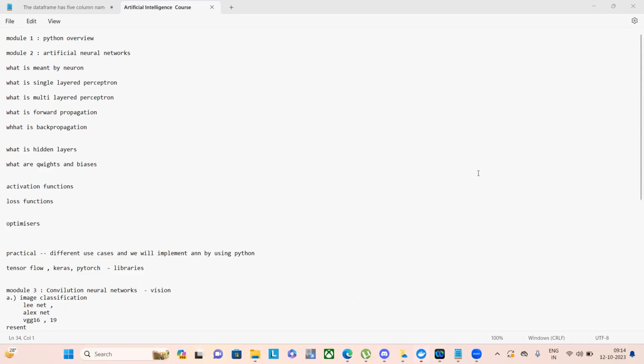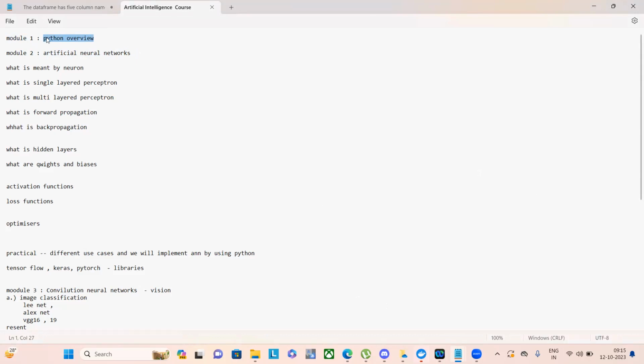So I will give an overview of what modules we are going to cover in this course. The first module is Python overview. The second module is artificial neural networks. For the Python overview, I will take around 20 to 25 hours.